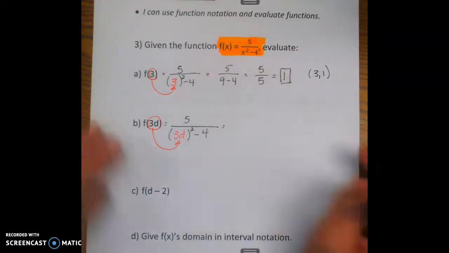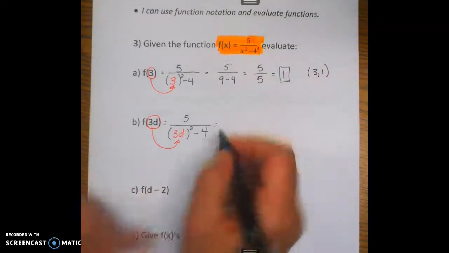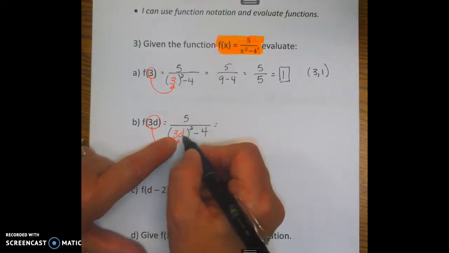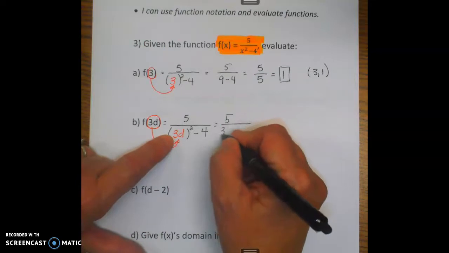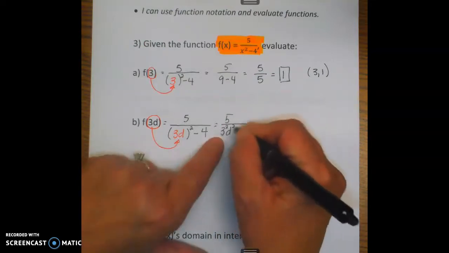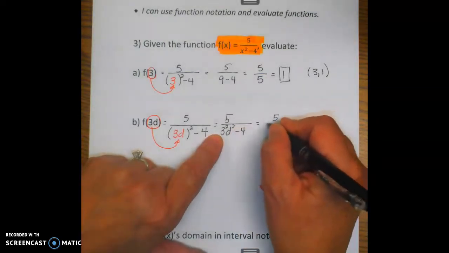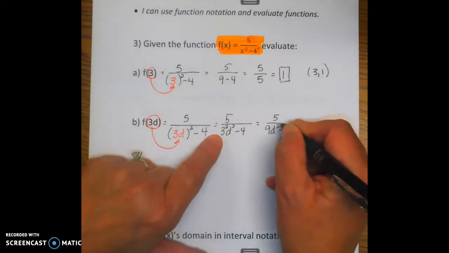Now again, you're going to do order of operations. I'm just going to give myself a little more room here. It's in the parentheses first. There's nothing there. So now I'm going to take it to the power. Everything inside the parentheses has to be raised to that power. So this is 3 squared d squared minus 4. I want to simplify that because I can simplify the 3 squared. That'd be 9. So 5 over 9d squared minus 4.